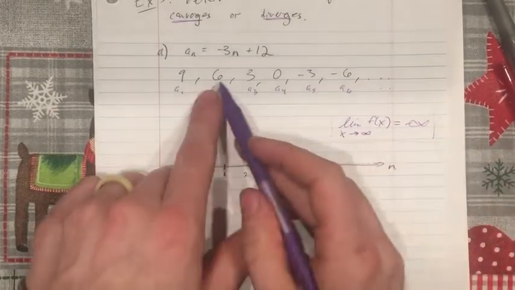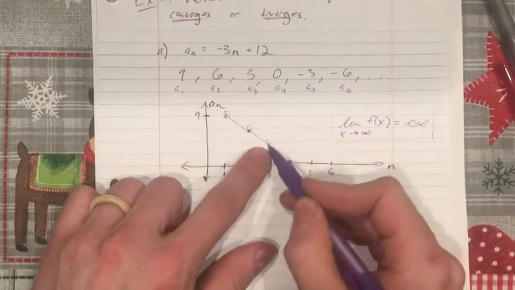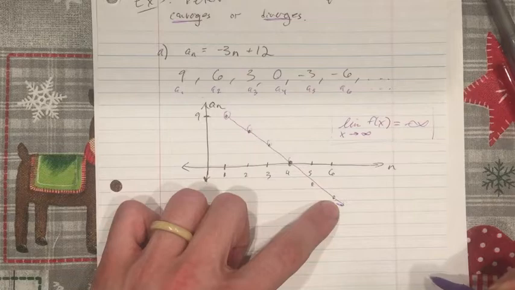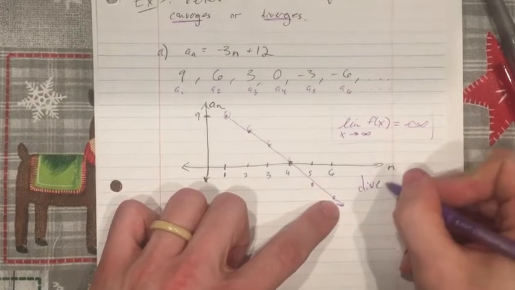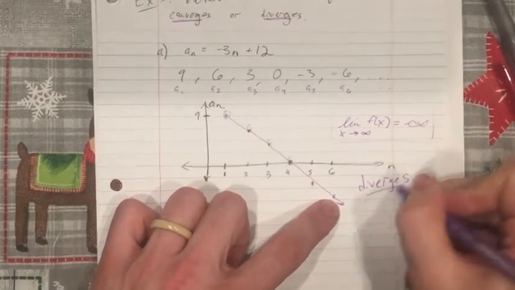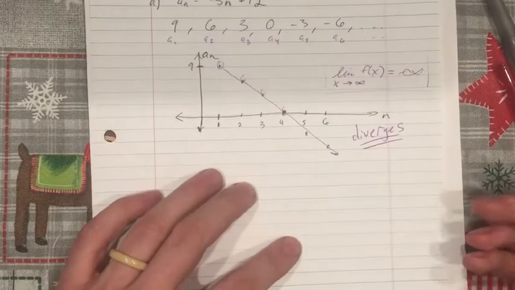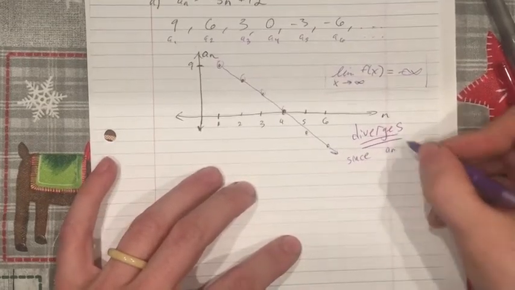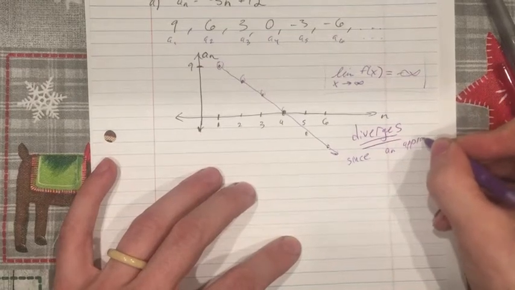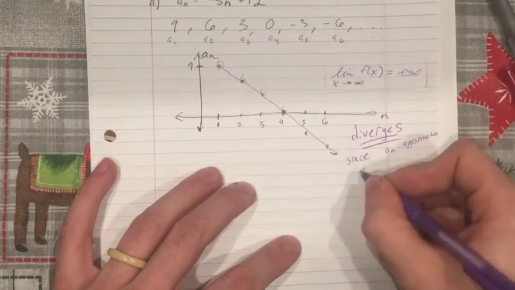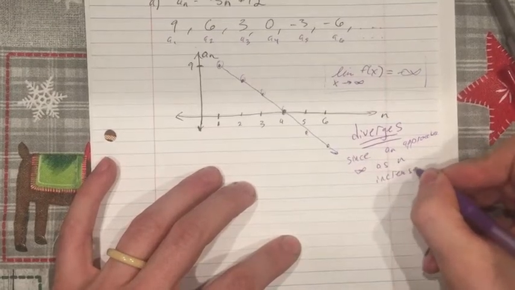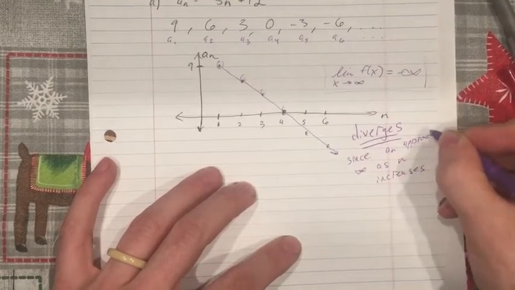Now we're looking at sequences, and we're deciding, okay, this thing is just going to keep going down to infinity. It's not going to approach any particular value, so we know that this thing diverges. Why does it diverge? Since a sub n approaches infinity as n increases.